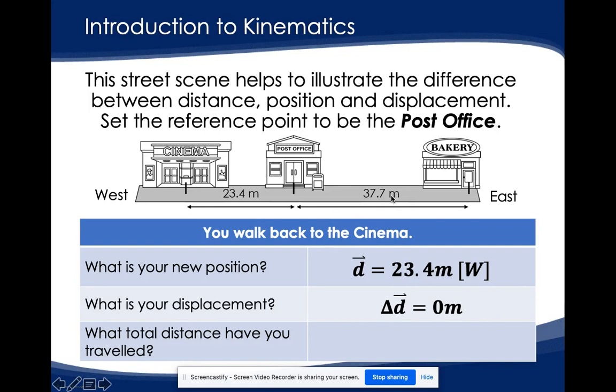So your total displacement right now is 0, because you're ending up right where you started. What is the total distance you've traveled? Well, now your distance is going to be 46.8 meters, because you have gone from the movie theater to the post office and back to the movie theater.